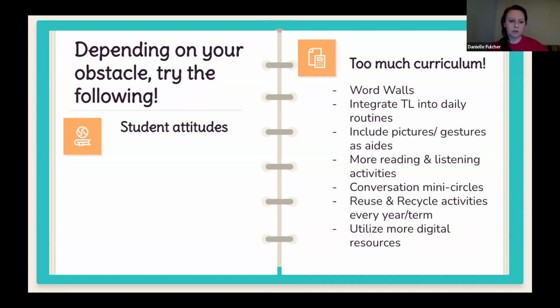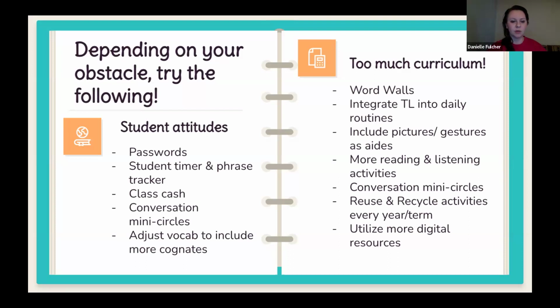For a couple of these with student attitudes, these are some ideas that were thrown out there that work around that obstacle. So using passwords, getting students involved in keeping you accountable as the teacher, those classroom cache ideas, conversation mini circles, activities that they can do without teacher intervention and work with their peers, and adjusting vocab to include more cognates, because sometimes attitudes are based on thinking something is too difficult and not wanting to do it. These are some great activities that can overcome that obstacle of student attitudes.